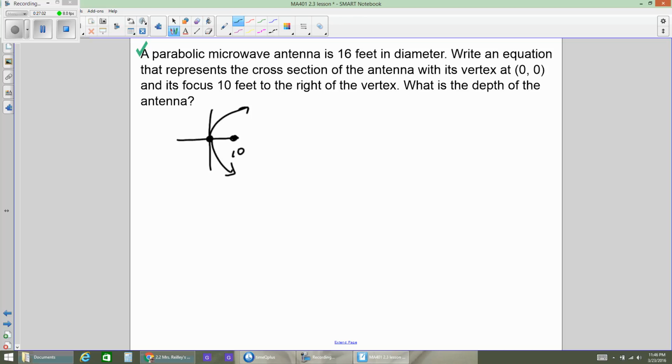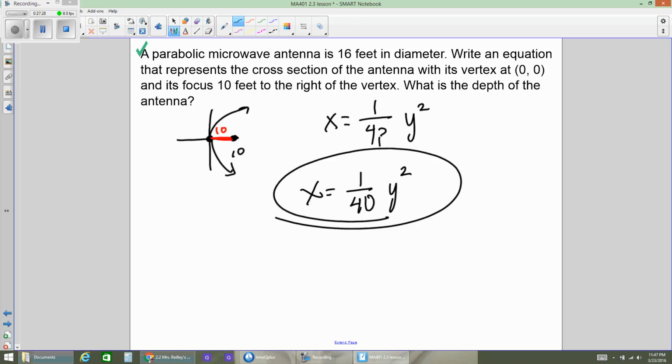We already said it's going to be y squared, so it's x equals 1 over 4p y squared. What is the p value? What is the distance to the focus? Right here, 10 units. So that's 1 over 40 y squared. All right, equation done. Now, it says that the parabolic microwave antenna is 16 feet in diameter. So, maybe it would help you for me to clean up my picture a little bit.